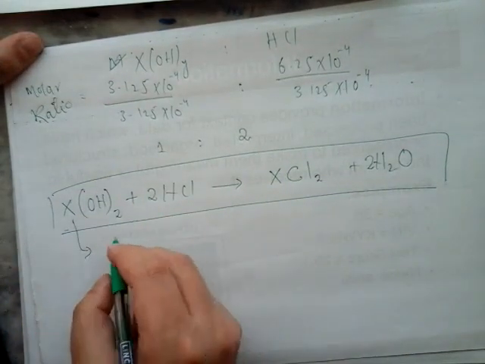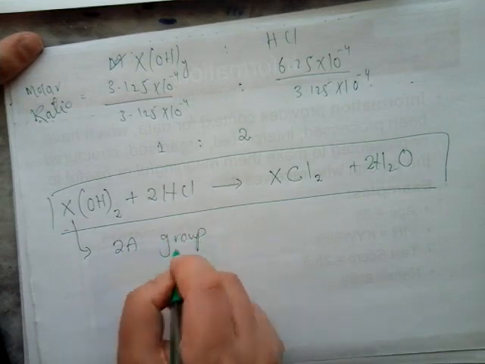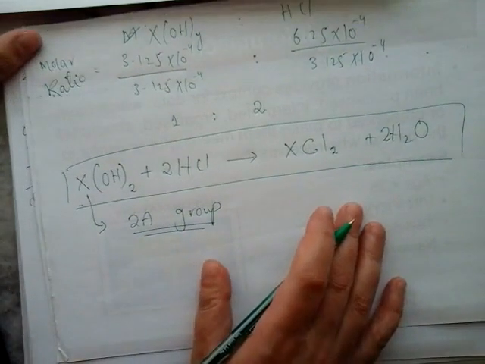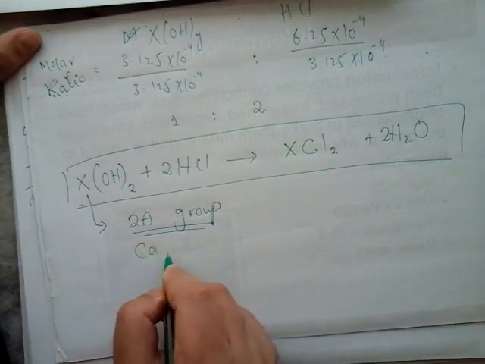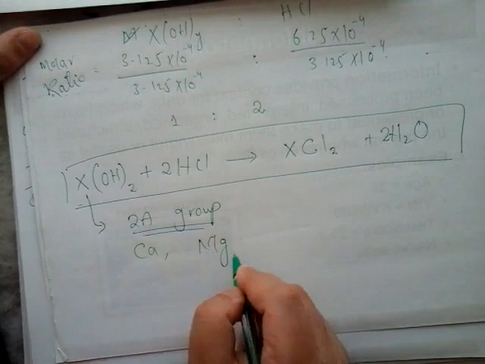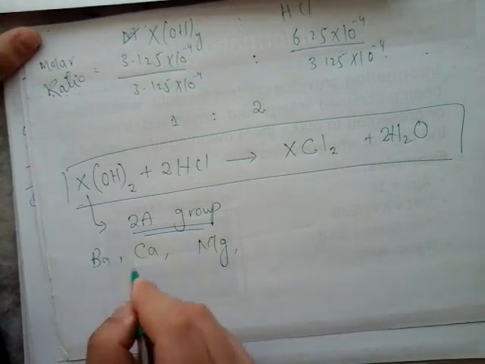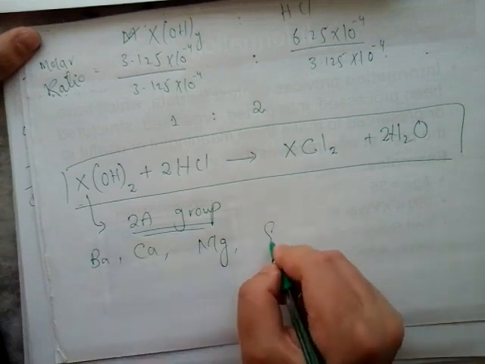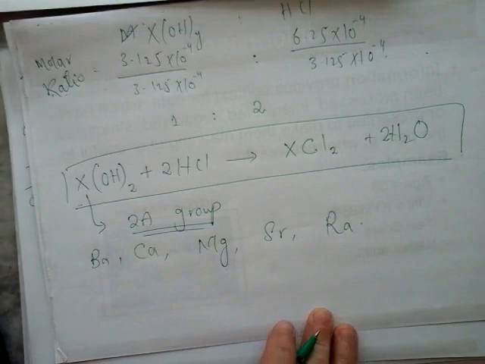This X metal may belong to group 2A. Okay, this can be any metal related to group 2A. That is, it might be calcium, it might be magnesium, it might be beryllium, strontium, and radium. Is that clear?